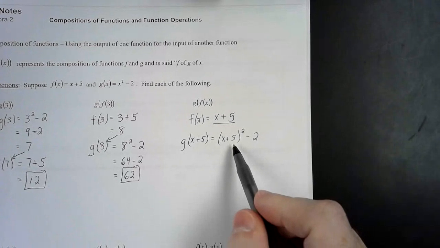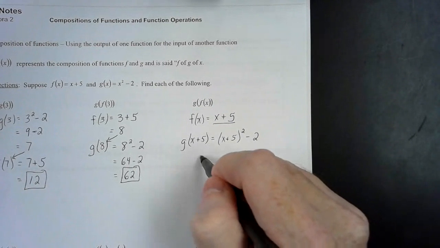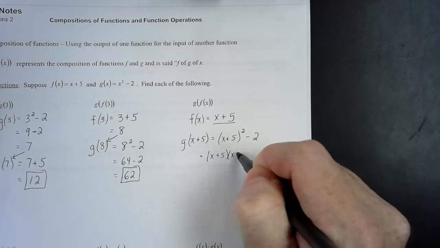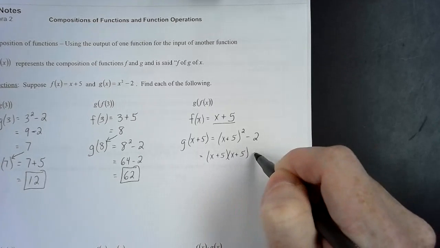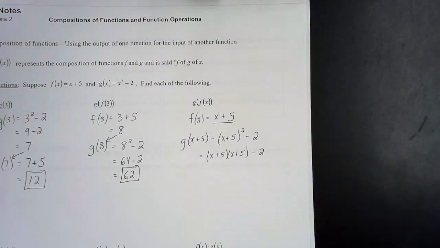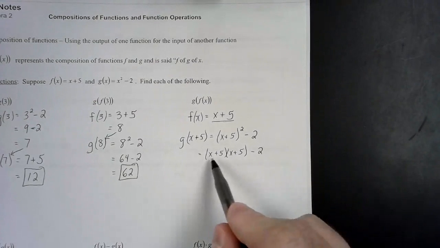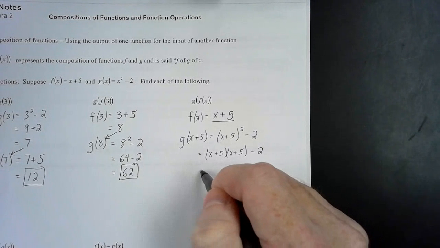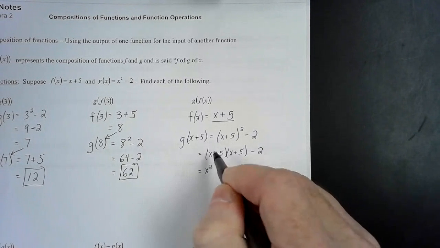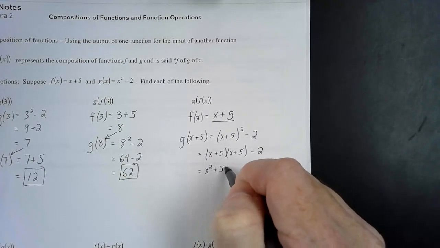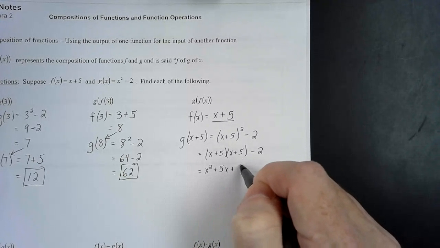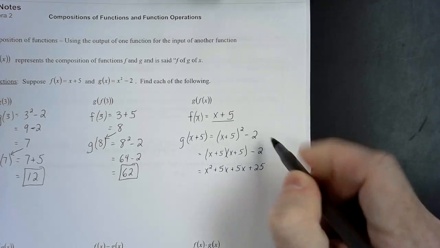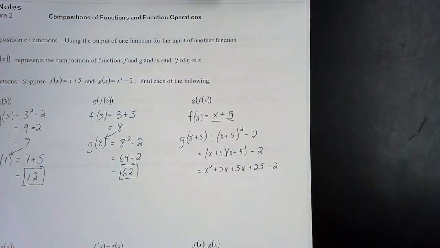So we're going to have to multiply this out. That's the same thing as x plus 5 times x plus 5 minus 2. So you can use the box method or FOIL. If we FOIL it, x times x, x times 5, 5 times x, and 5 times 5. And then we have that minus 2 out there.